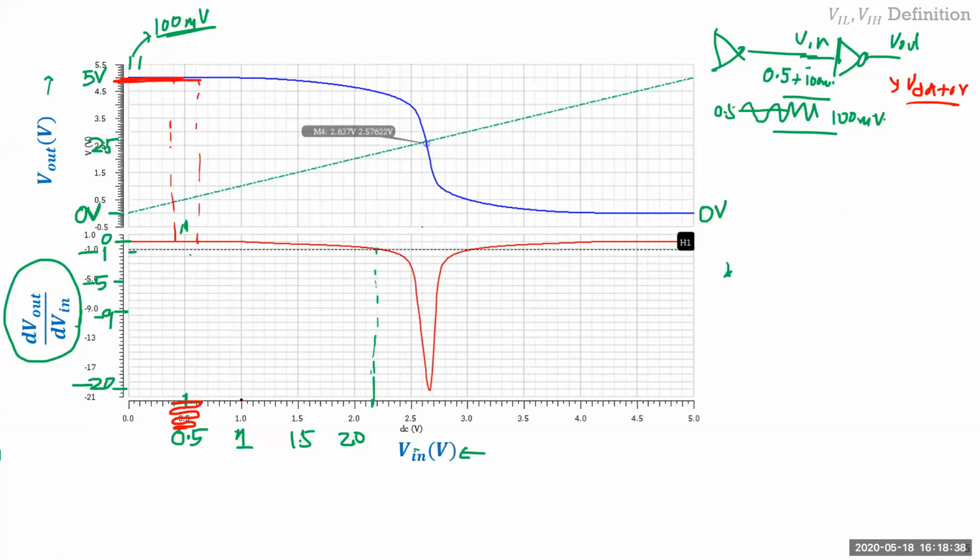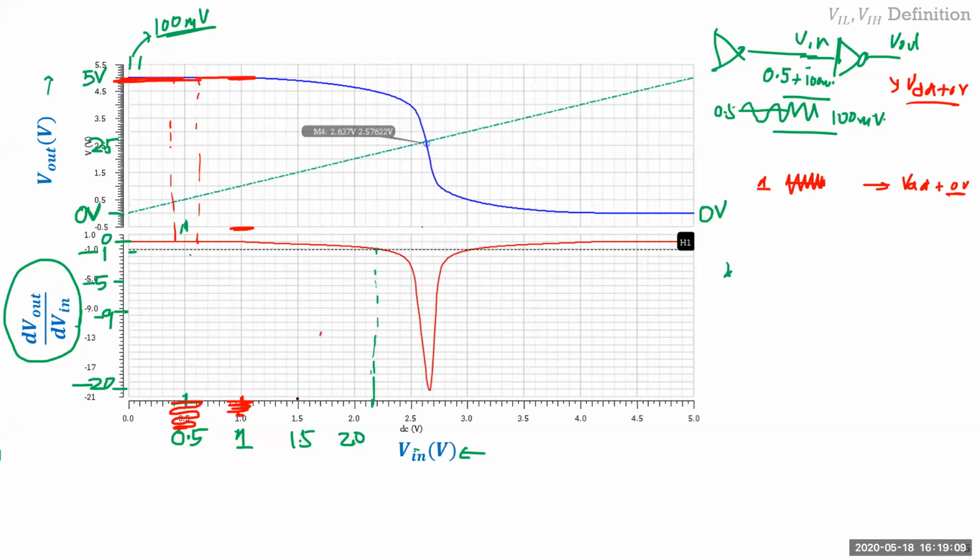Now let's go to 1 volt. Say it's sitting at 1 volt now. You do the same thing and add 100 millivolts of noise here, which means it's changing from here to here. The output is again sitting almost flat. Nothing is happening. The output is sitting at VDD, and the change is almost 0.